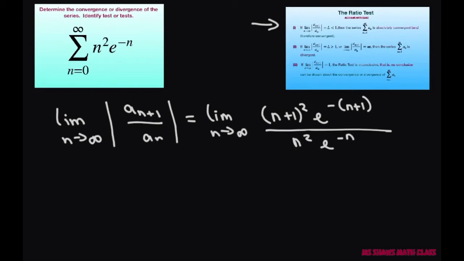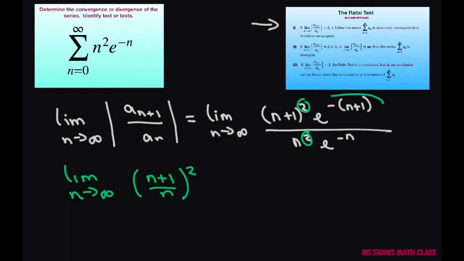All right, let's see what we have for our e's. This gives us the limit as n approaches infinity. And these are both squares, so I'm going to write this as n plus 1 divided by n, squared.